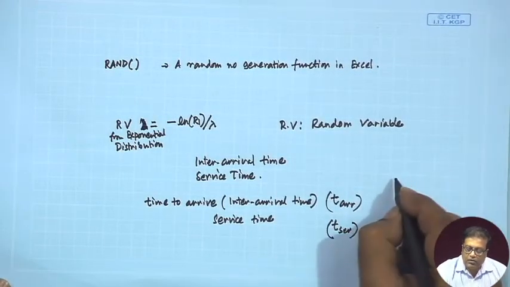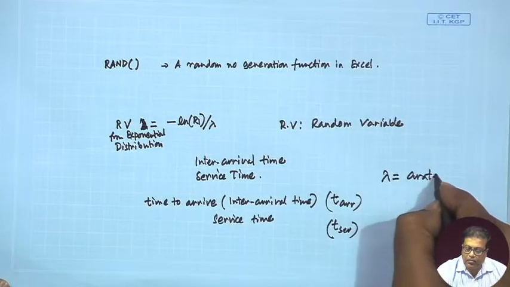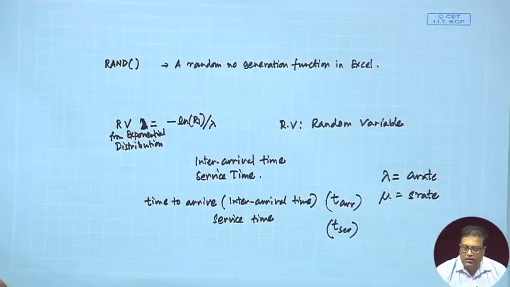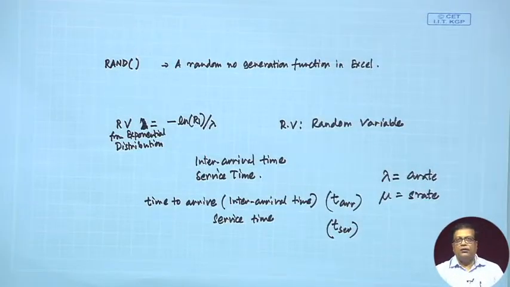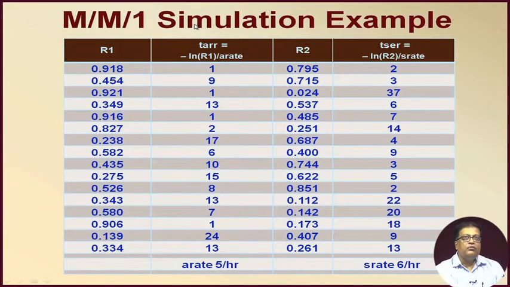As a short form, we are calling lambda equal to A rate and mu equal to S rate. So these are the things that we have used in this particular slide. Look at the slide once again. These are the random variate formulae: T arrival equals minus ln R1 divided by A rate, and T service is minus ln R2 divided by S rate. And what are R1, R2? These are random numbers between 0 and 1. How to generate them? Very easy. Go to Excel, use the RAND function.